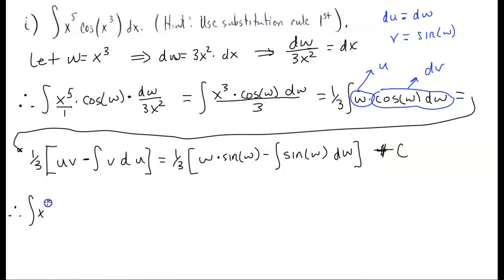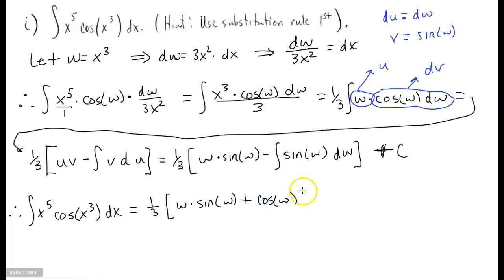All right, so therefore, the integral of x to the 5th cosine of x cubed dx, because that's what we're trying to solve here, is just going to be 1/3 times... I'll leave everything in w until we're actually done with our integration here. So we see here that the antiderivative of sine is going to be a minus cosine, but a minus cosine times -1 gives us a positive cosine of w, and all that plus C.